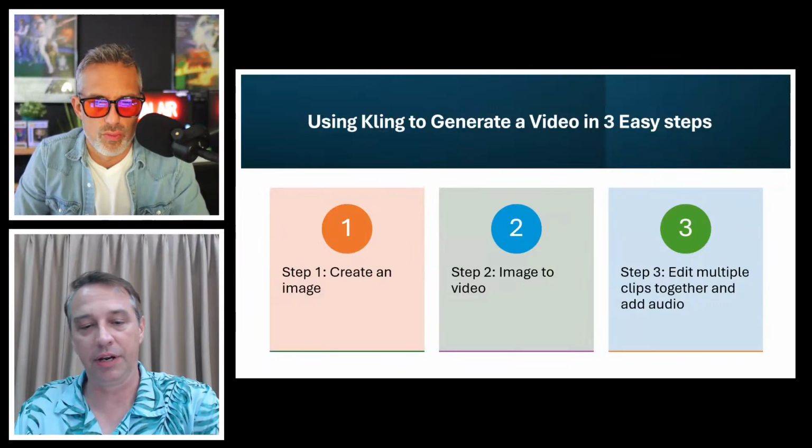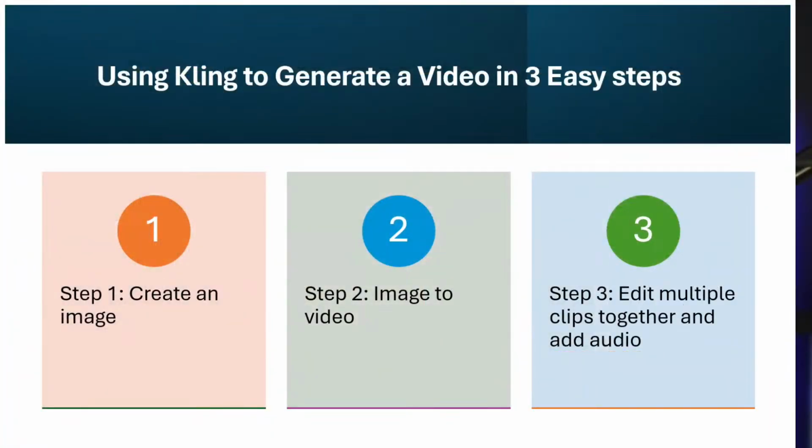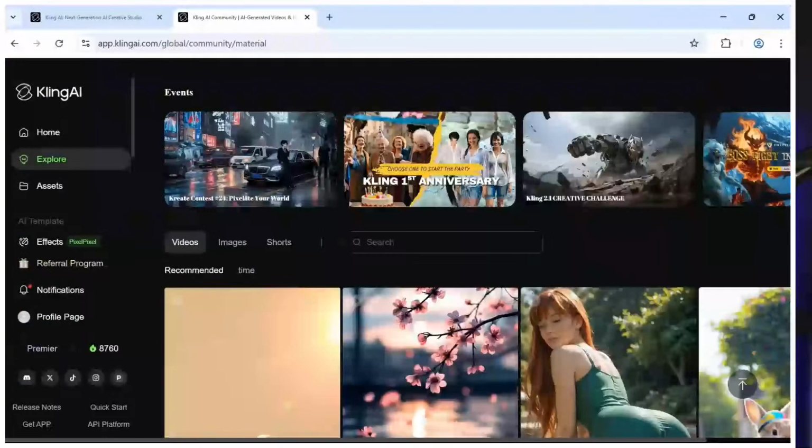So I'm going to play a video. We're going to go through steps 1 and 2, how to create an image, and then how to take that image and create a video from that image in Kling. And then step 3, I'm going to show you the result of what happens when you take a whole bunch of those videos, you edit them together, you add audio, and you end up with the final project. Okay? All right, let's get started.